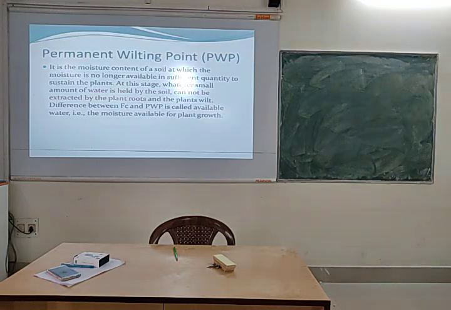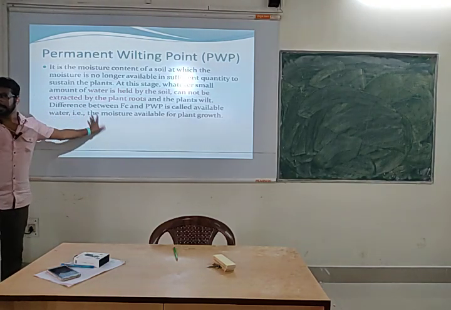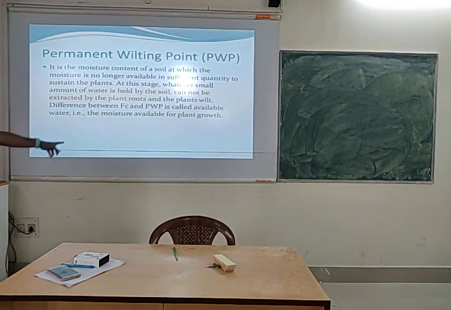Obviously if it is not getting any sort of water, it will die. The vegetation will not sustain, right? So that limit is called the wilting point, permanent wilting point. Now you can find out the difference between those two, na? FC, that is the field capacity, and PWP, that is the permanent wilting point. You can find out the difference between them.